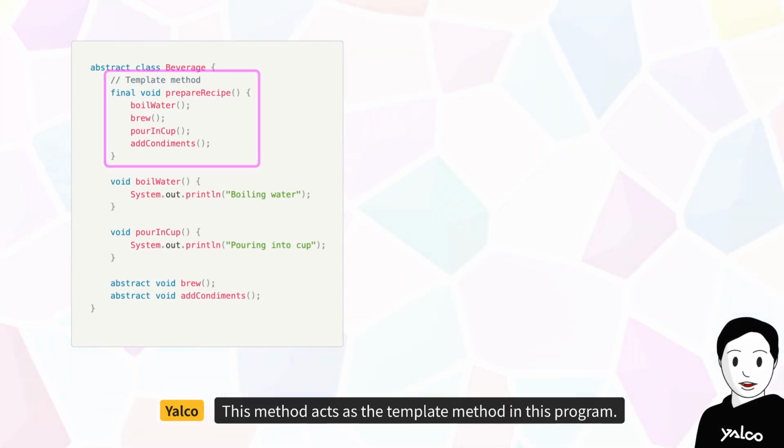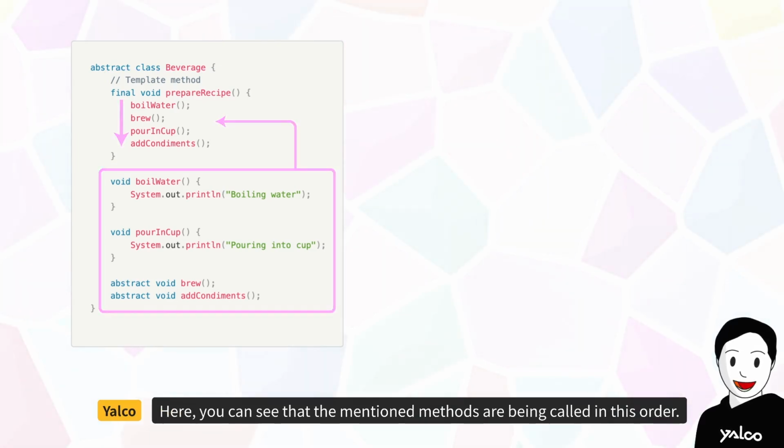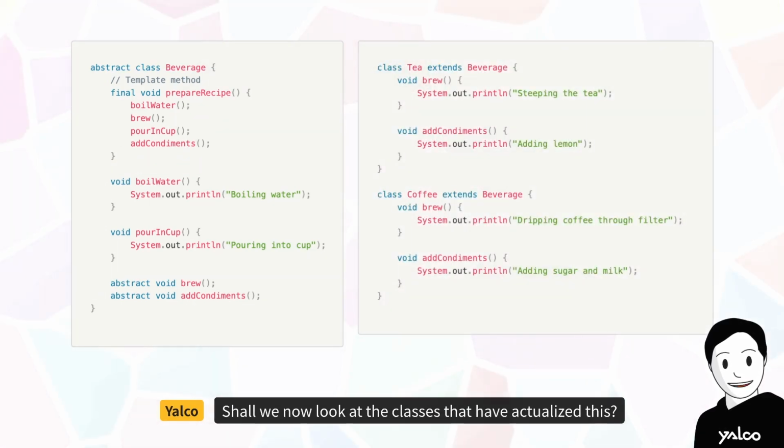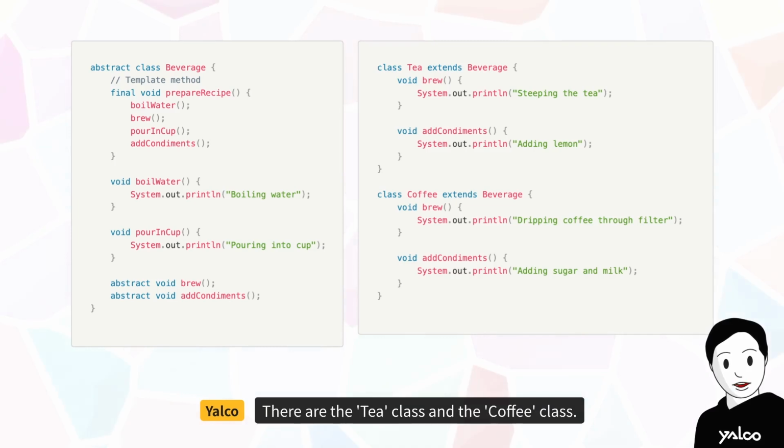This method acts as the template method in this program. Here, you can see that the mentioned methods are being called in this order. So, this becomes the template of this program. Shall we now look at the classes that have actualized this? There are the tea class and the coffee class.